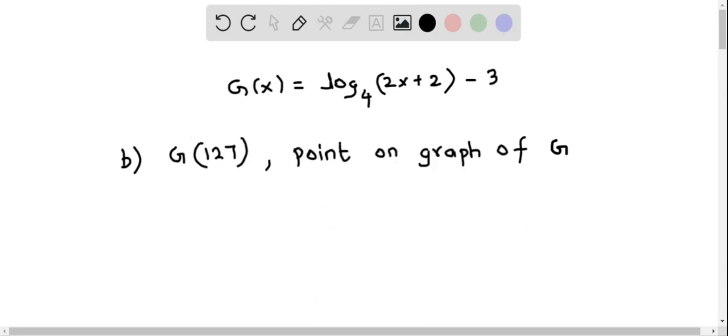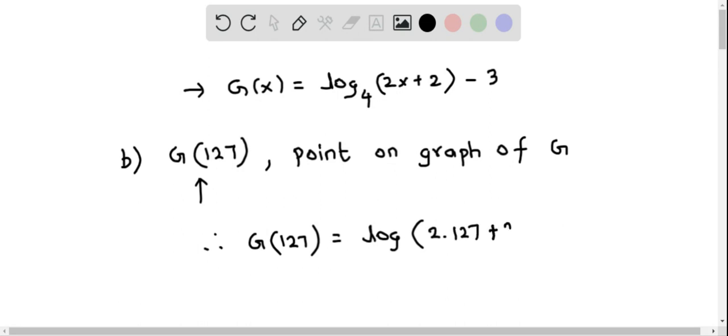Let's do part B. Here we find g of 127. So we find this by plugging x equal to 127 into the g of x function. So therefore we write g of 127 and this equals log, replace x by 127, 2 times 127 plus 2. This is to the base 4 minus 3.